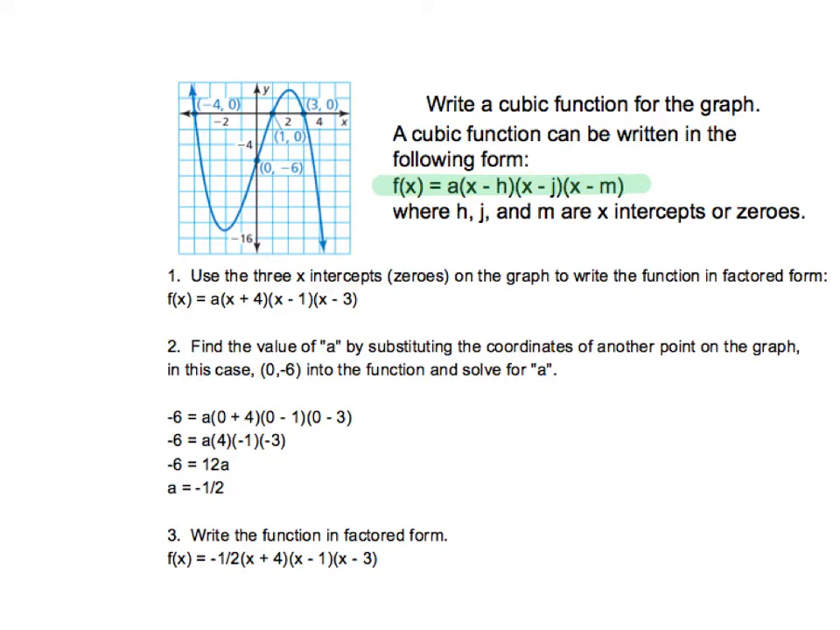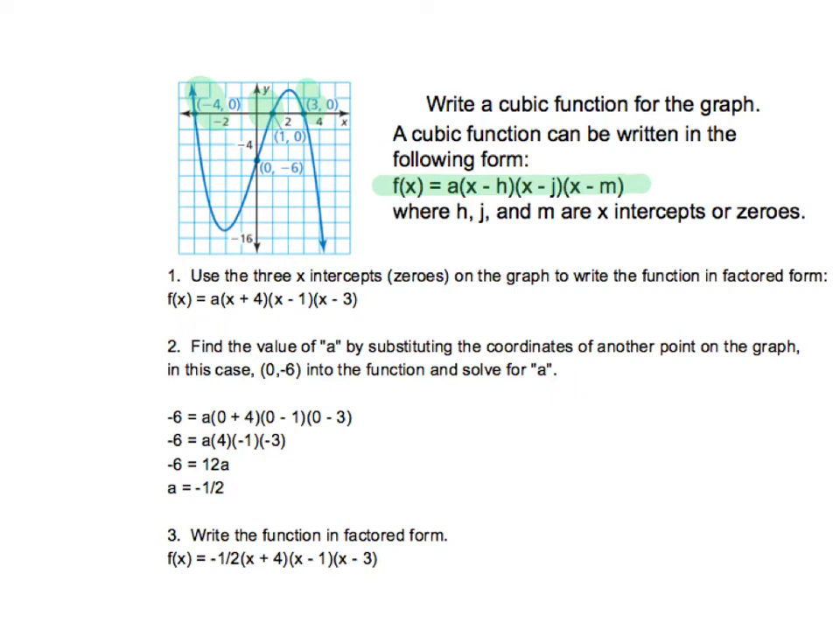And it says, step 1, use the three x-intercepts, or the zeros, on the graph to write the function in factored form. So if you notice, our three x-intercepts in this case are -4, +1, and +3. Those are the three places where the graph crosses the x-axis.